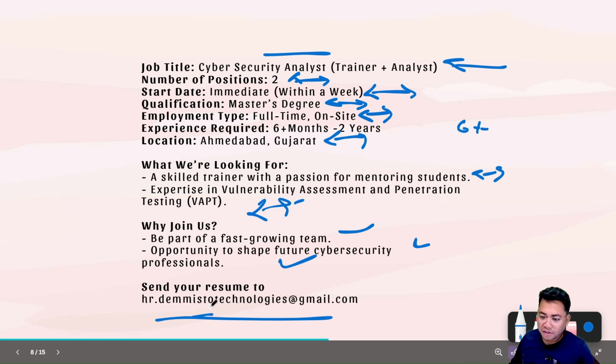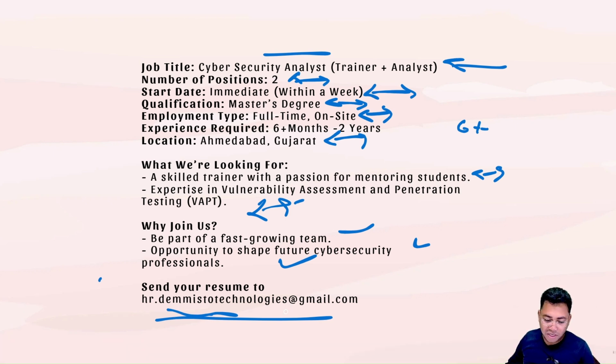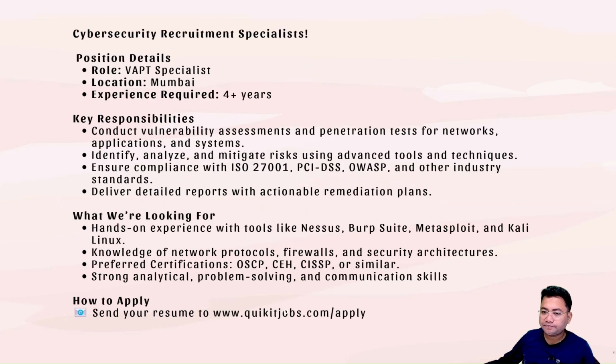This is the company name, Demisto Technology, and the mail ID is hr.demistotechnology@gmail.com. Since it's a Gmail, most probably it's a startup, so you can apply. In a startup, there's a lot of opportunity that we get. Next is for experienced people: VAPT specialist in Mumbai, minimum 4 years of experience is required.